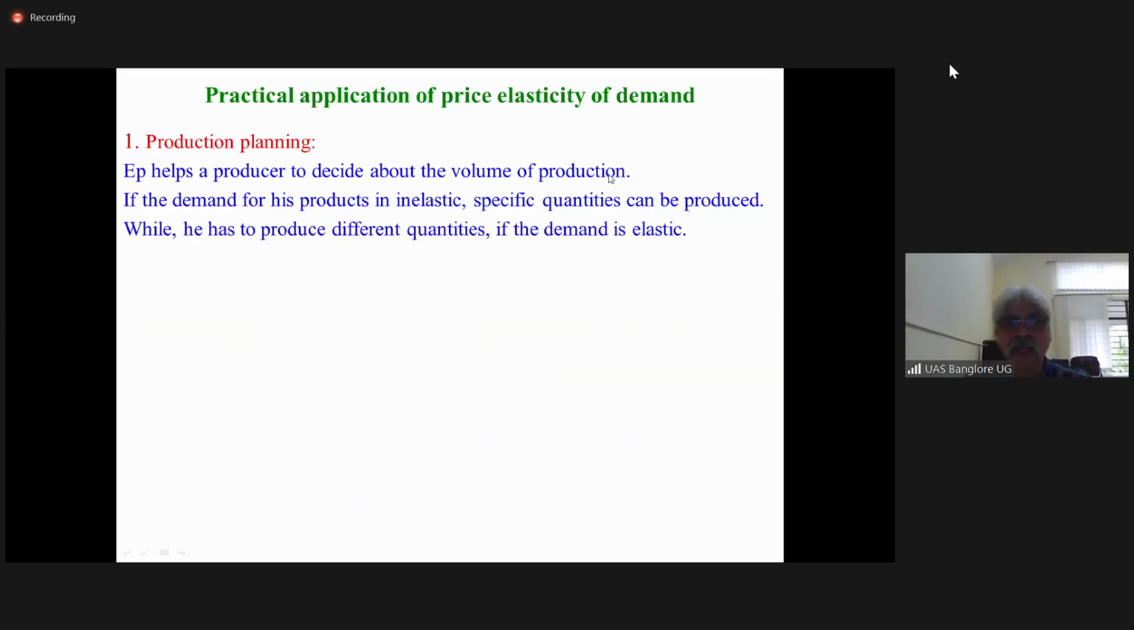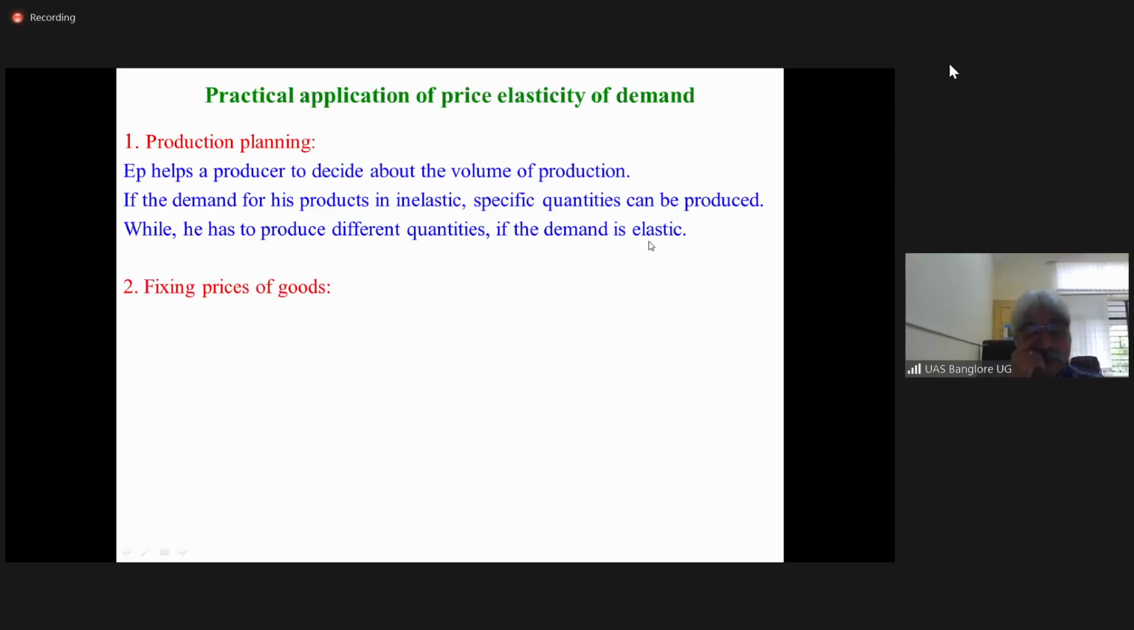But he has to produce different quantities if the demand is elastic. If the demand is elastic, then he has to adjust his production to the demand. Otherwise, let him just produce whatever he produces, he can sell because the demand is inelastic.